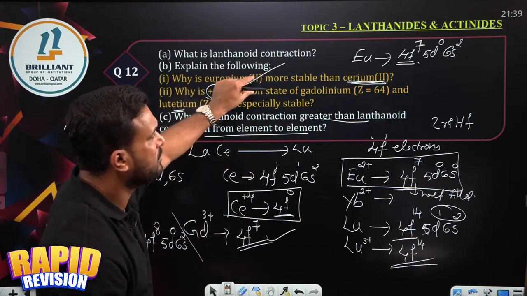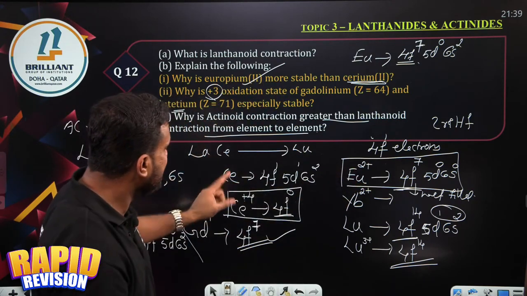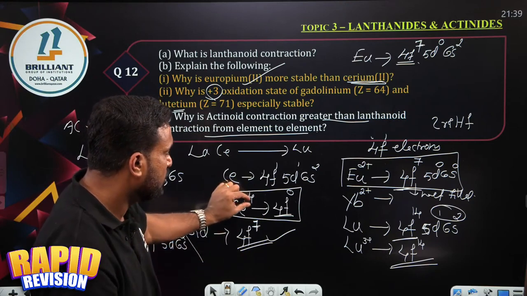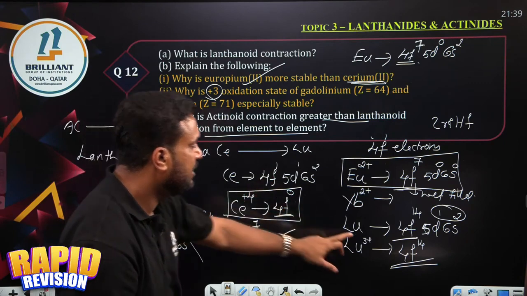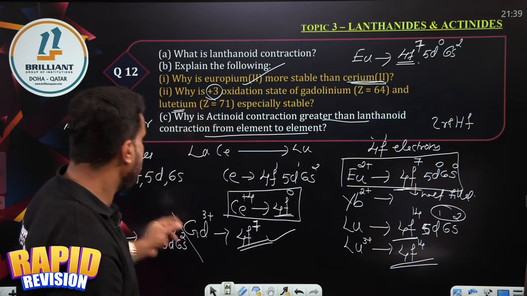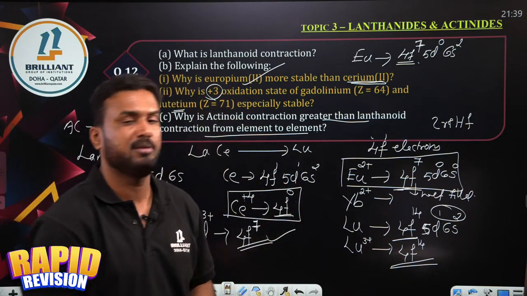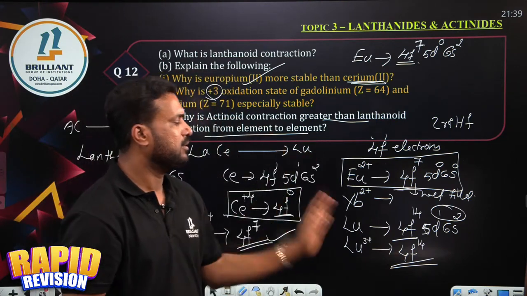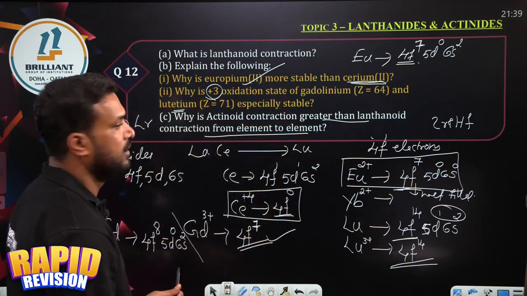For these questions you focus only on these elements, keep in mind. Europium, cerium, and gadolinium you keep in mind. Cerium plus 4 you keep in mind, it will be 4f0. That is a stable state. And lutetium 3 plus is 4f14. Then gadolinium 3 plus is 4f7. Half filled you write except lutetium, then you will get the mark. Otherwise no need to remember the numbers. This is the way you remember, you will get the mark. So this question was there in the previous board.